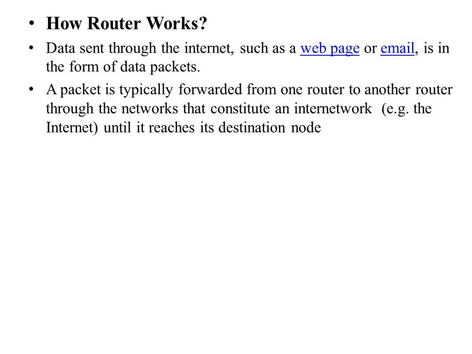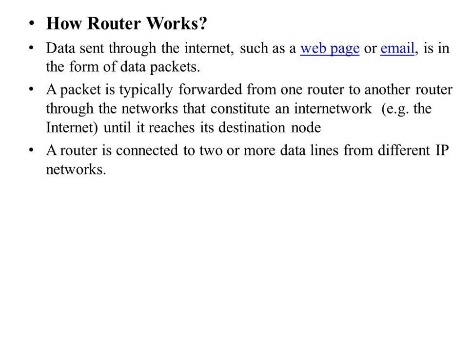We have already seen the definition in a previous lecture: what do we mean by internetwork? These packets are sent from one router to another router until they reach the destination node. A router is connected to two or more lines with different IP networks. We have already studied how the IPs or subnets are designed and how the IP addresses are assigned. This router helps you route or connect different networks having different IP addresses.